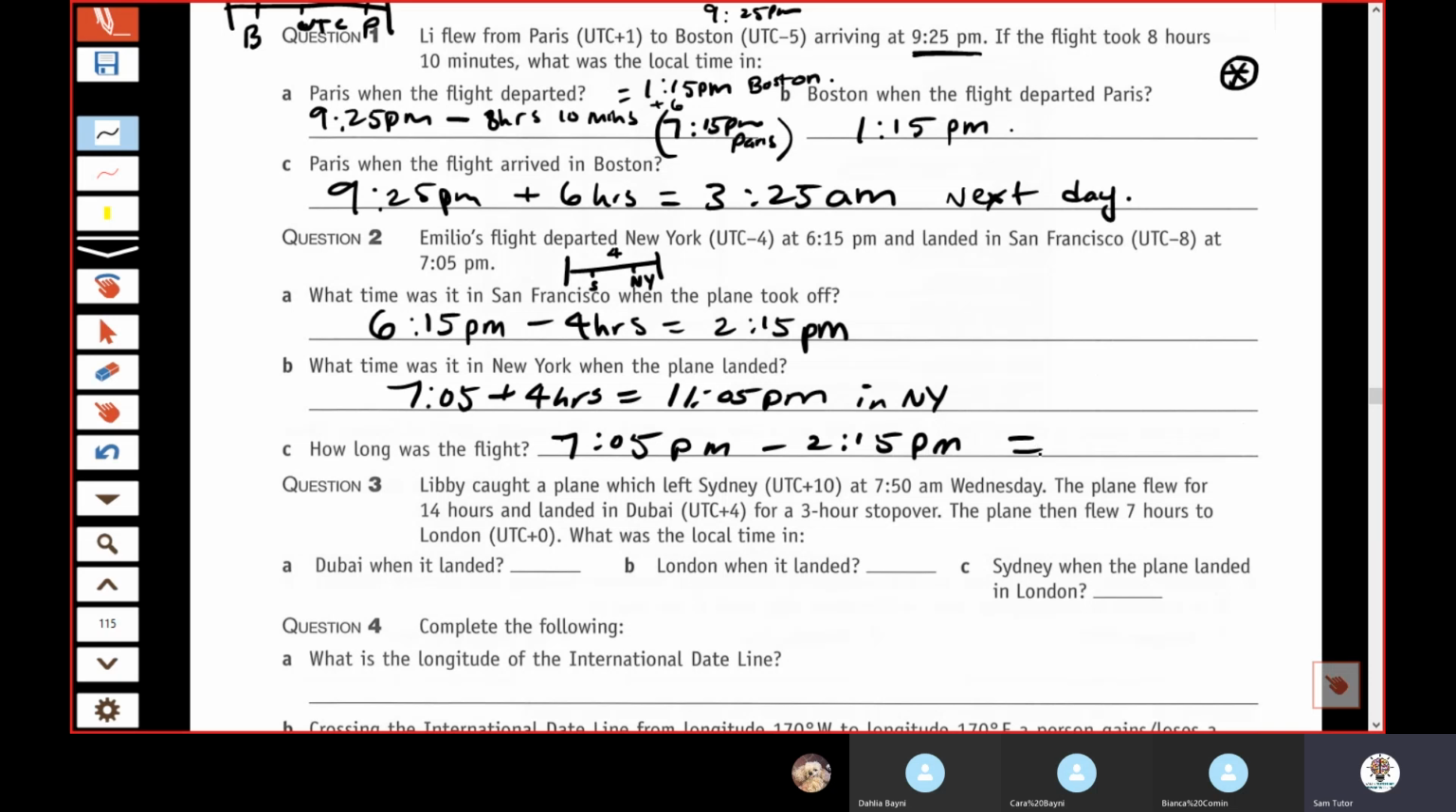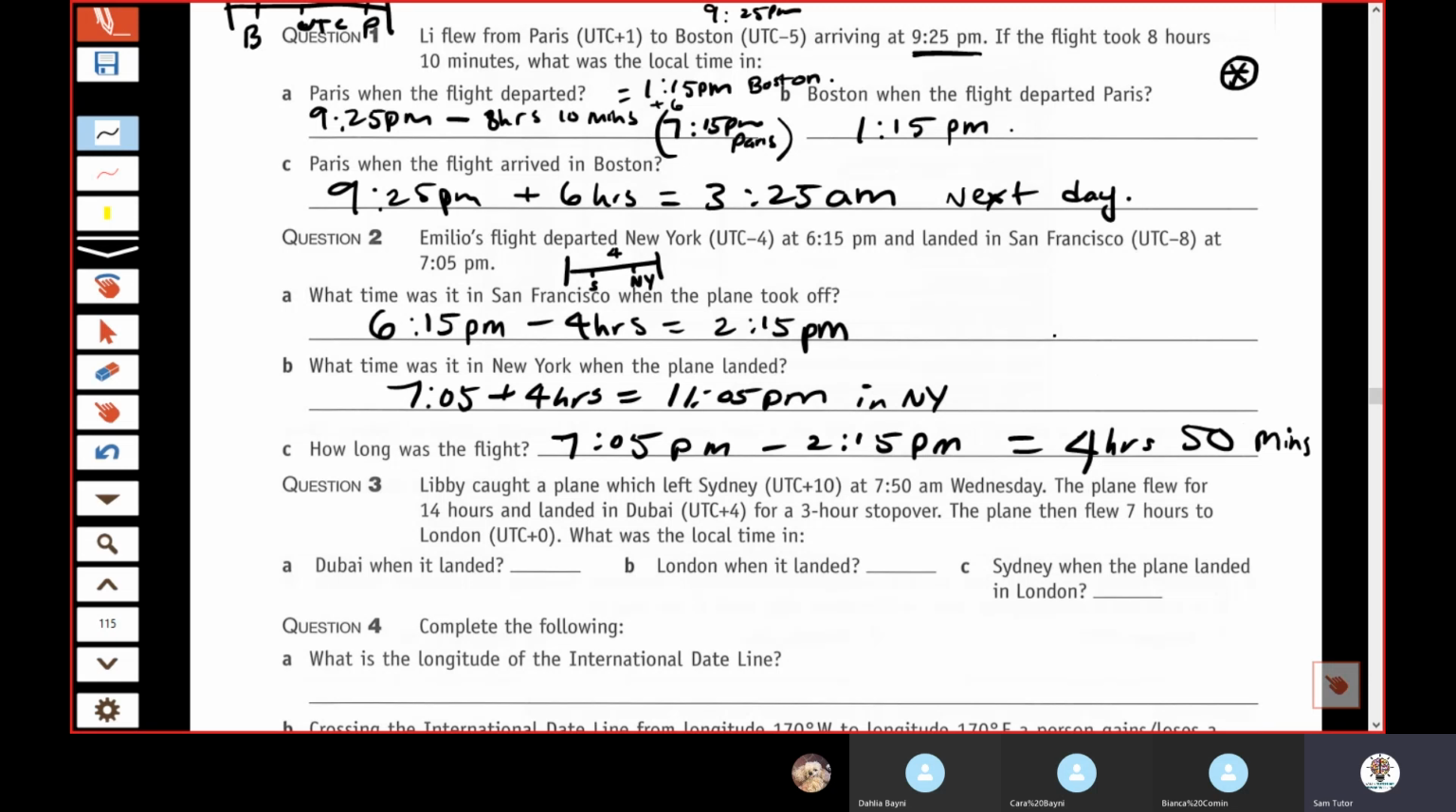The way I would do this, you will not be able to do 24-hour time because you only do it with the hours and minutes. So this one would be a bubble button. 7 hours and 5 minutes minus 2 hours and 15 minutes gives you 450. So 450, 4 hours and 50 minutes. It takes 4 hours and 50 minutes to fly from San Fran to New York or New York to San Fran.